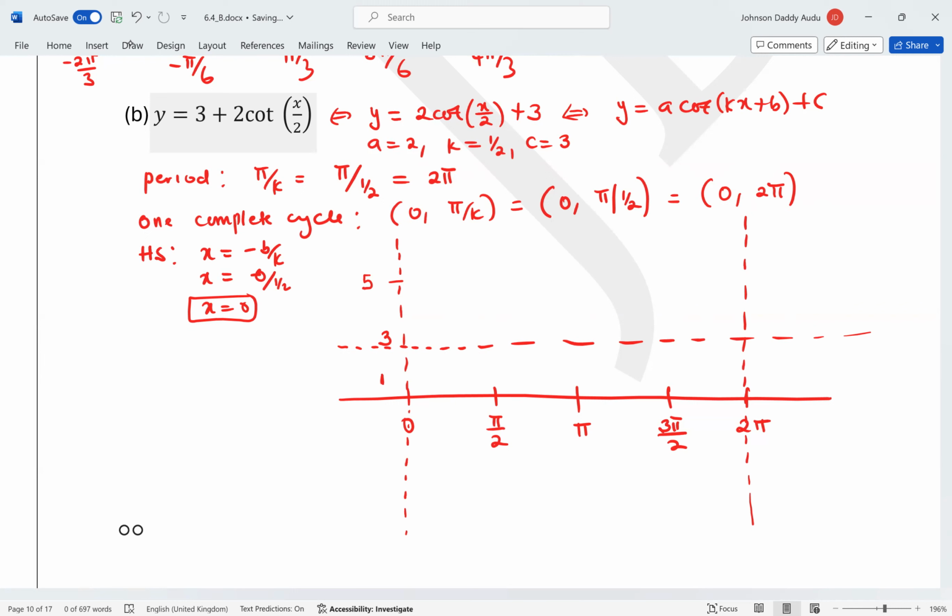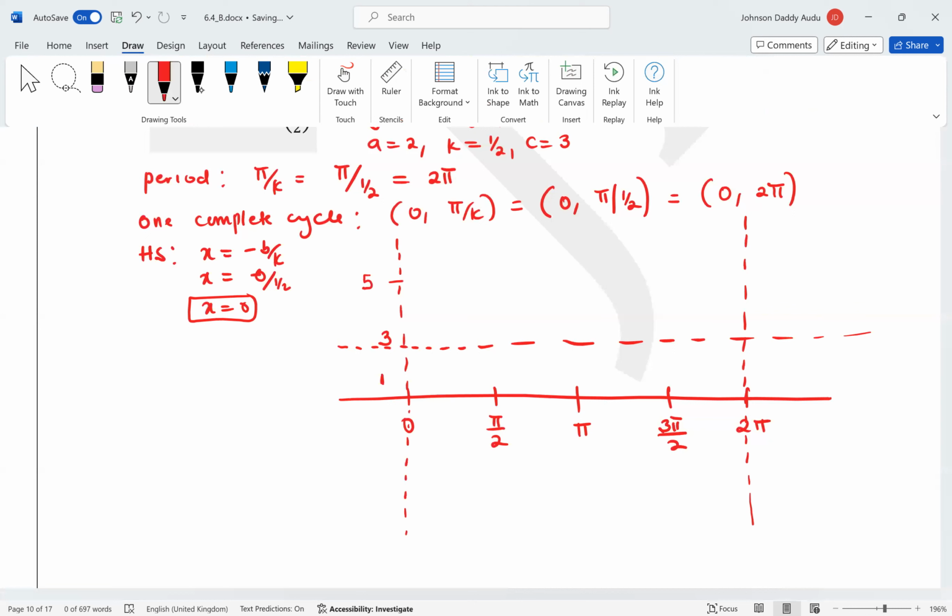Okay. Because our A is 2, right? So it means the distance from our baseline to our highest point should be 2. So this is 5 and this is 1. Now let's try to put the point now.